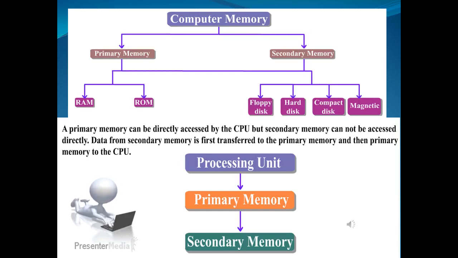Here, primary memory can be directly accessed by the CPU, but secondary memory like floppy disk or hard disk cannot be accessed directly by the CPU. So the data in the secondary memory is first transferred to primary memory and then to the CPU, because secondary memory cannot be directly accessed by the CPU.